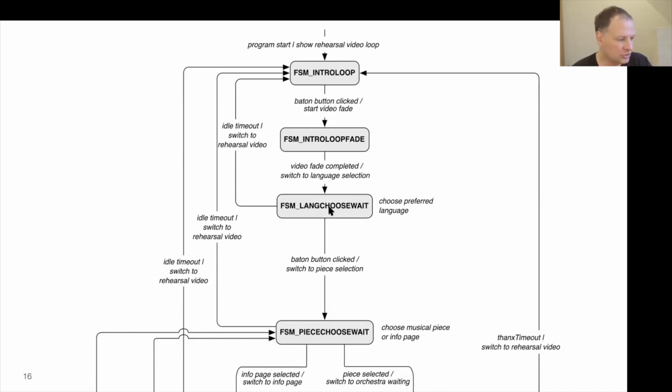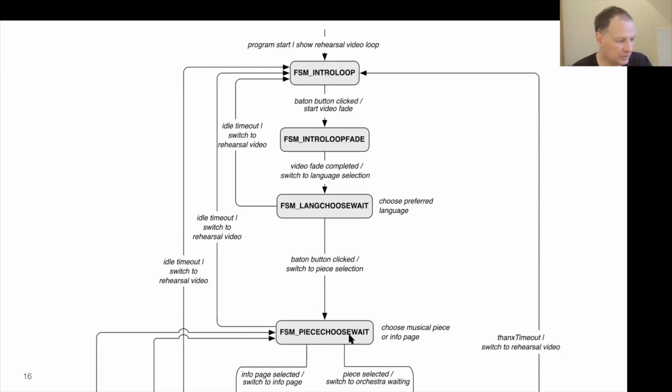And in this language choosing section here, the user picks a language, they move up and down, we highlight the right language. We don't talk about any of this in this modeling level here, but we do talk about if the user clicks a button and picks a language, in which case we move to selecting a piece, or if the system times out, because a user could just walk off and we want the exhibit to be ready for the next person to be usable. So after a while, we just go back to the rehearsal video if we don't detect any input.